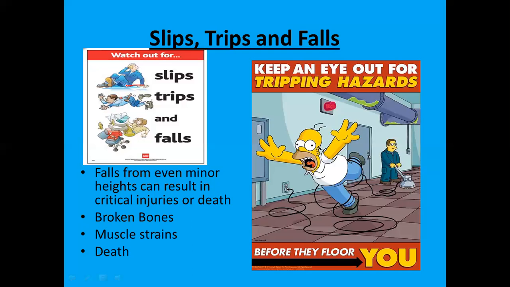That depends upon the outside condition, right? Next, trips means the person will become upside down. The person will trip and fall down. These are some illustrations shown for your understanding. Falls from even minor heights can result in critical injuries or death.